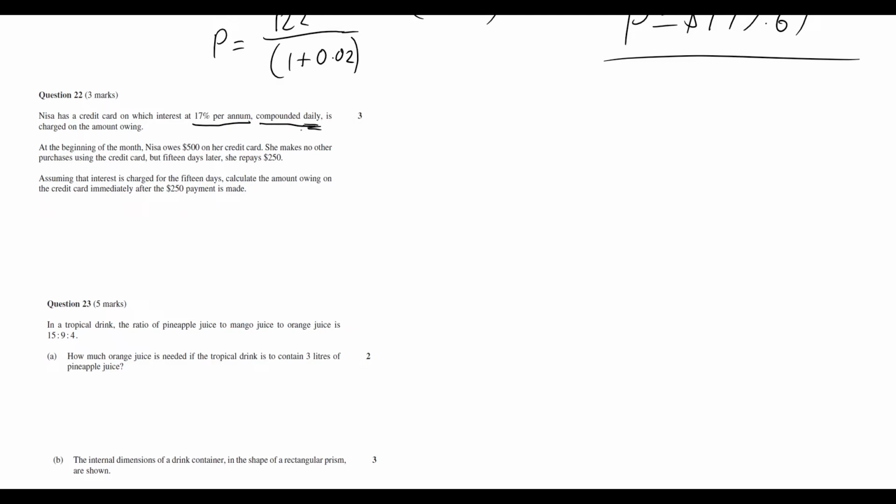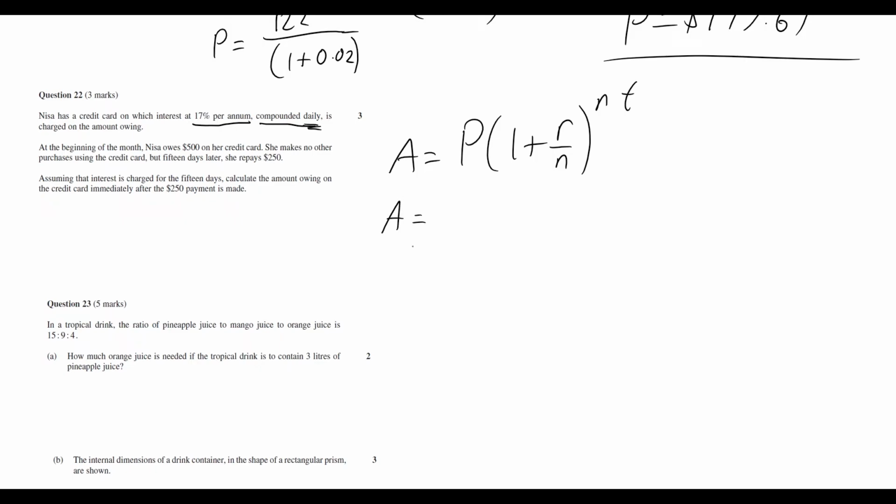Okay, so a couple of steps to this problem. The first step is to use our compound interest formula to figure out how much she owed after 15 days. Our compound interest formula is A equals P times (1 plus R over N), all to the power of NT. N is the number of periods of compounding, and T is the number of years. All right, so let's go through the question and fill out these values.